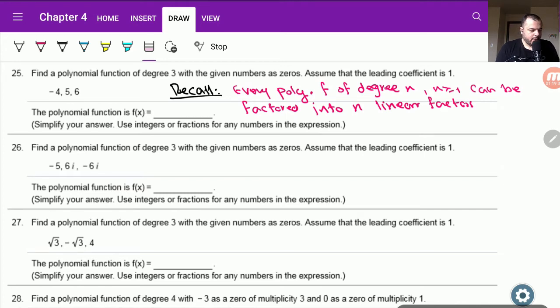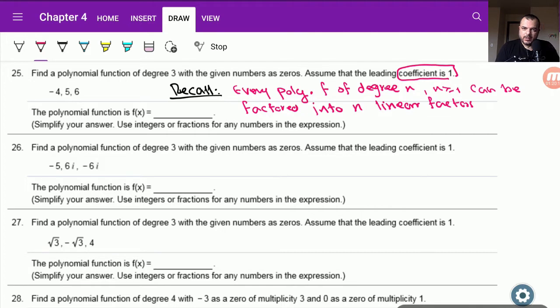Find a polynomial function of degree 3 with the given number as zeros. Assume that the leading coefficient is 1. So recall that every polynomial function f of degree n, where n is greater than or equal to 1, can be factored into n linear factors. So any polynomial that has a degree of n can be written in factored form. They are not necessarily unique anyway.